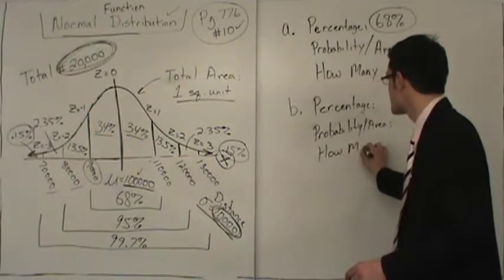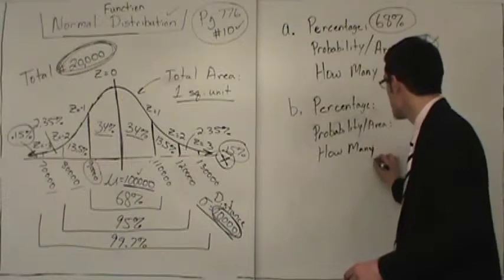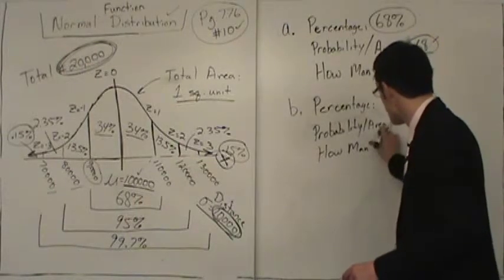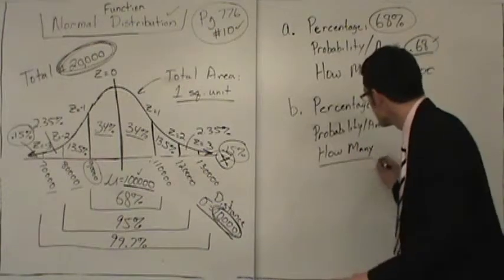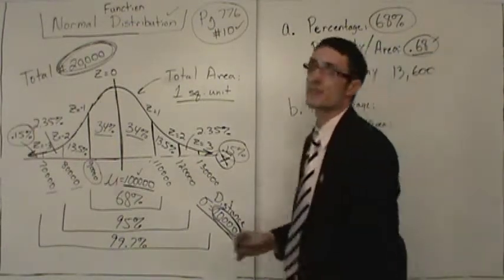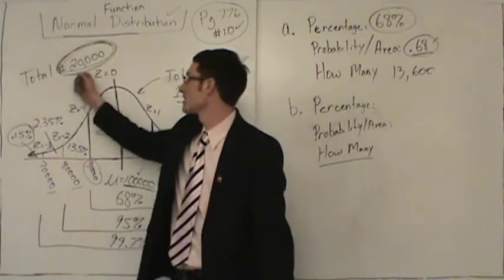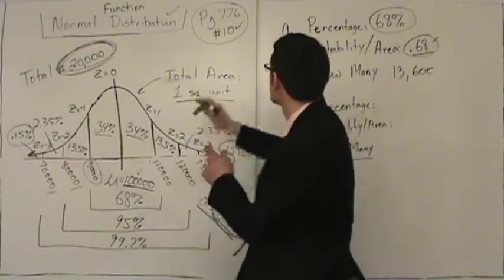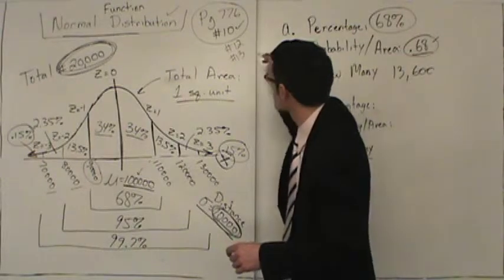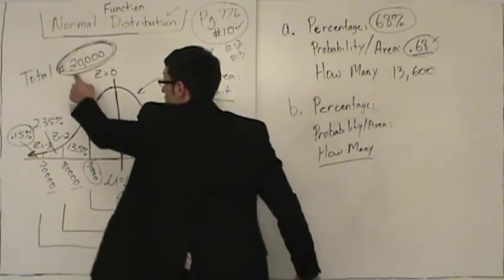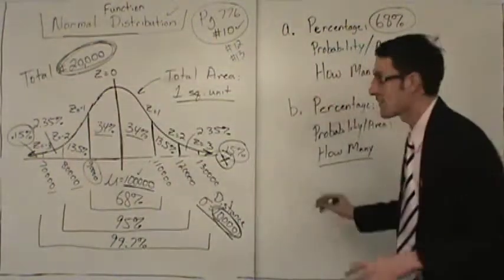Now, one thing I need to say, students came back with their homework. Many of them are done. They said, we couldn't find how many. Well, okay, I'll say this. The problem has to give you a total number. Number 12 and number 13 on page 776 don't give a total number. So if they don't give you a total number, then you don't have to find how many.